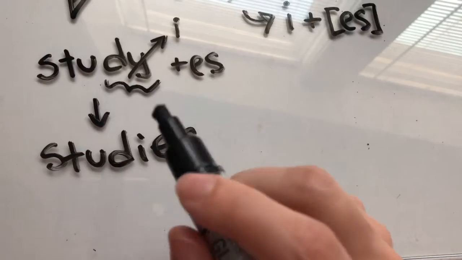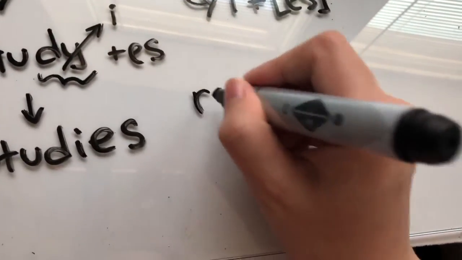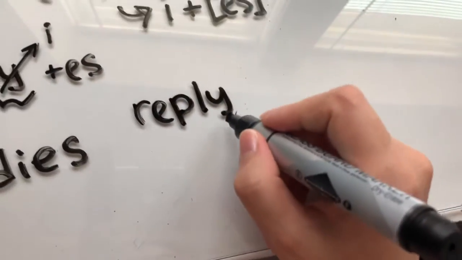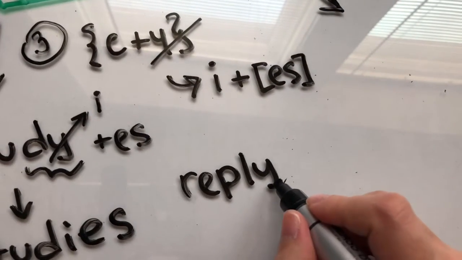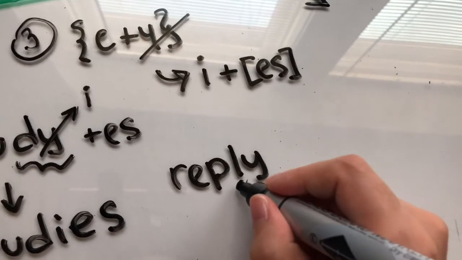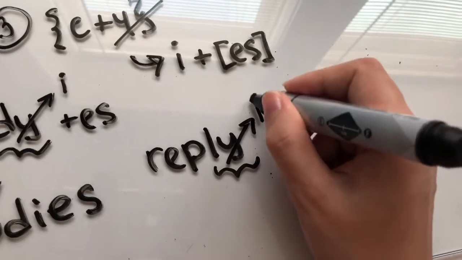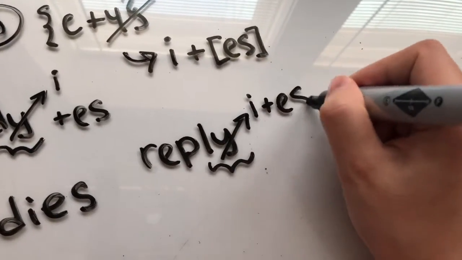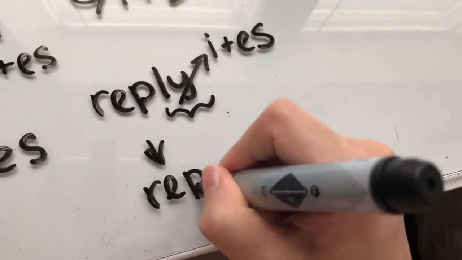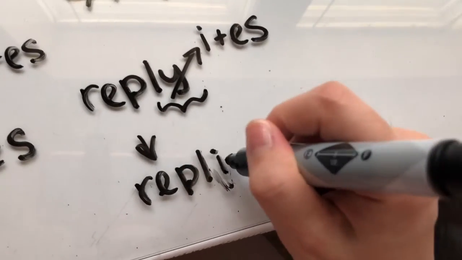Here is another word. Reply. Have a look. Here is y, and before y comes a consonant. Consonant and y. What should you do? You should replace y with an I and add es. So reply becomes replies.